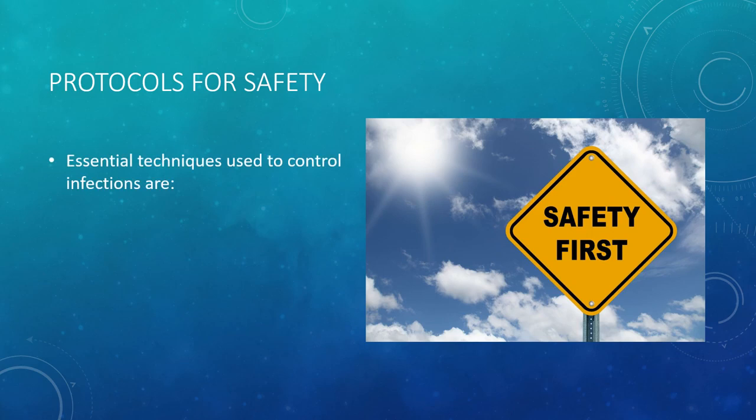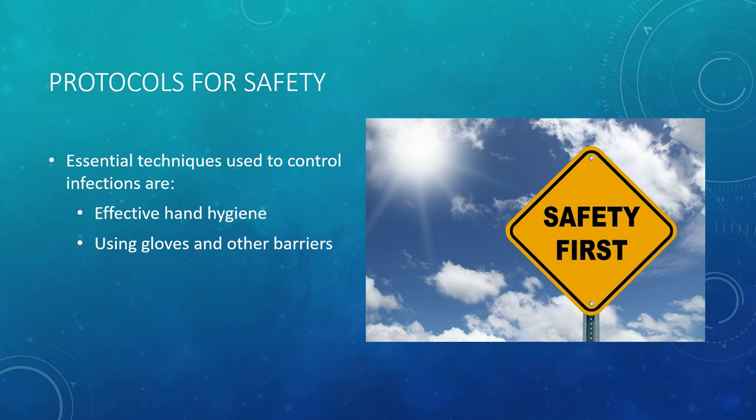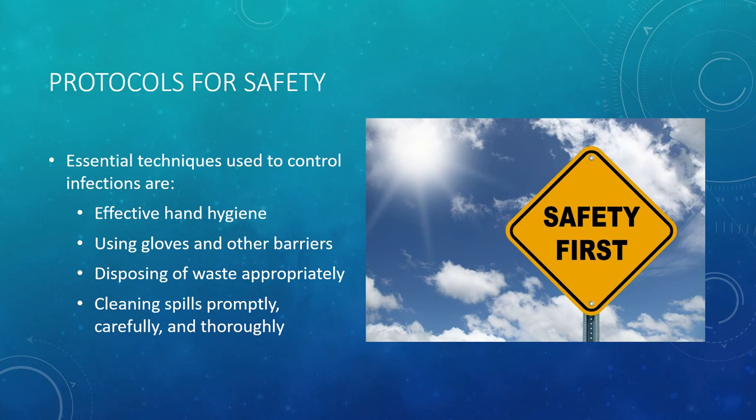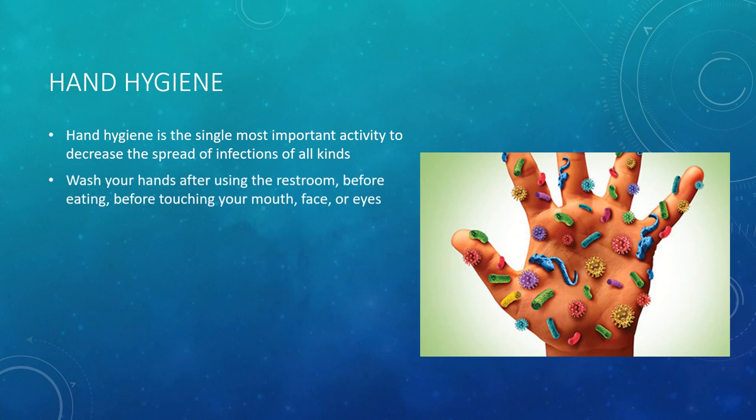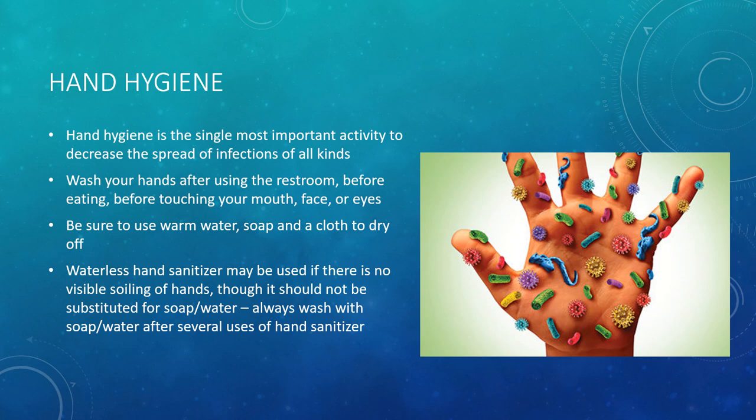Protocols for safety. Essential techniques used to control infections are effective hand hygiene, using gloves and other barriers, disposing of waste appropriately, and cleaning spills promptly, carefully, and thoroughly. Hand hygiene. Hand hygiene is the single most important activity to decrease the spread of infections of all kinds. Wash your hands after using the restroom, before eating, before touching your mouth, face, or eyes. Be sure to use warm water, soap, and a cloth to dry off.